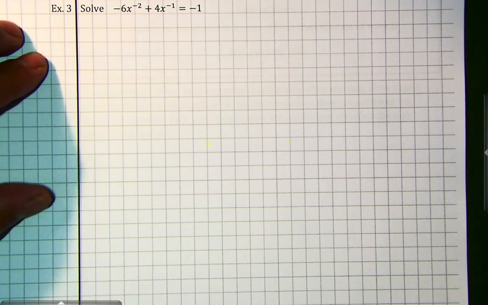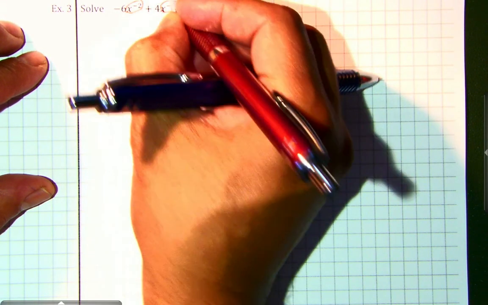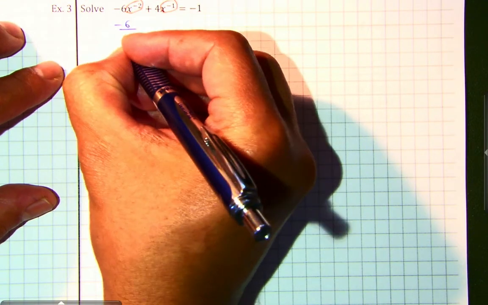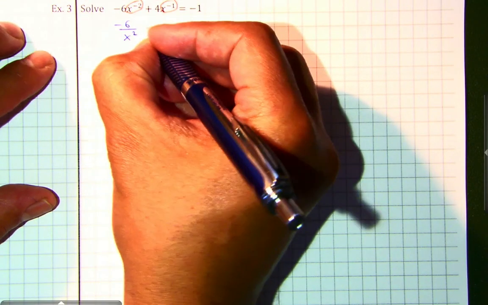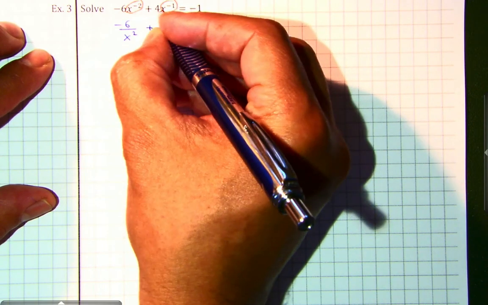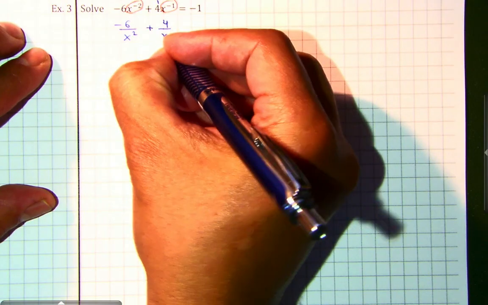So in this case, my negative exponent belongs only to the x. Do you agree? So therefore, I have a negative 6 over x squared plus 4. The only thing that has the negative exponent is the x. That 4 has an exponent of 1. So therefore, that goes on the denominator.